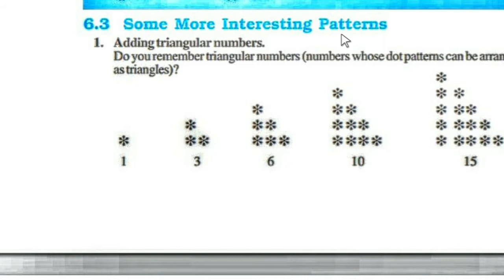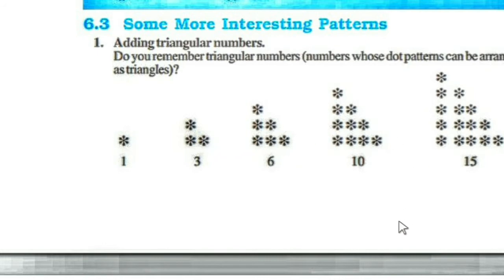Some more interesting patterns. Adding triangular numbers. Do you remember triangular numbers? That is, numbers whose dot patterns can be arranged as triangles. So here the patterns are given. Here 1 star is given, here 3 stars, here 6 stars, here 10 stars, and here 15 stars are given. So these figures are making the triangles here.